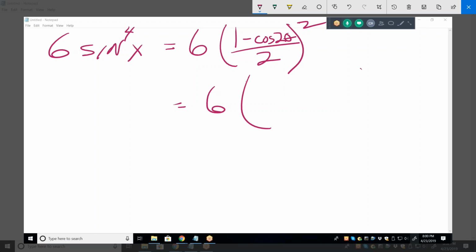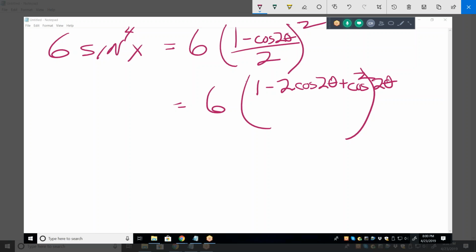So square that. What do you get when you square the numerator? It says the answer to that one was 9 over 4 minus 3 cosine 2x plus 3/4 cosine 4x. Okay, so let's go ahead and do it. Square that numerator for me. It's 1 minus... or 2. 1 minus 2 cosine of 2 theta plus cosine squared of 2 theta.